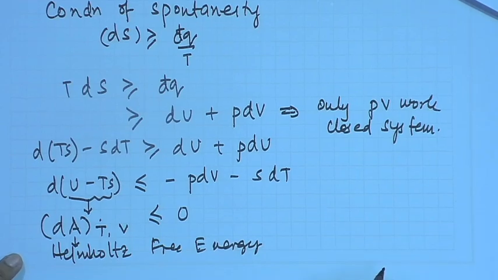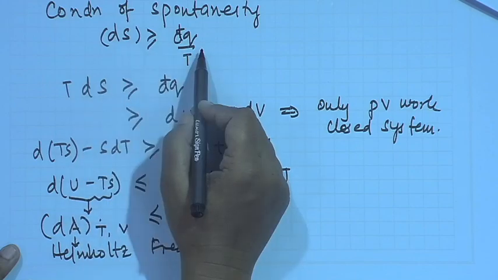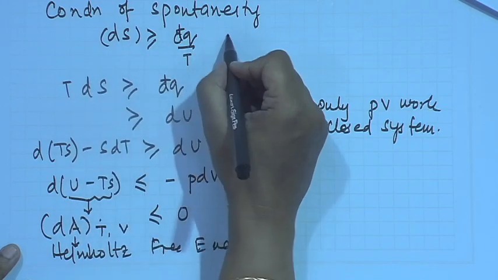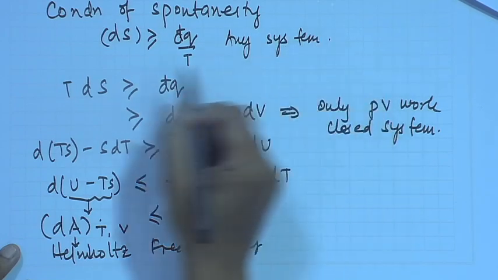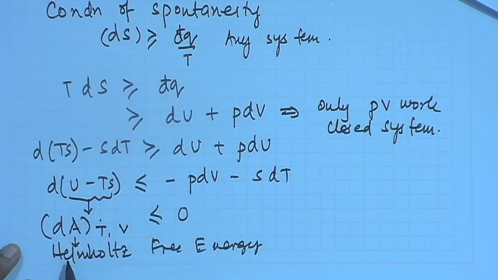So, what have I deduced? From the condition of spontaneity in an isolated system, which is for any system, we know that the condition of spontaneity is dS greater than or equal to this. From here, I have deduced that for any system, when the temperature and the volume remain constant, the change in Helmholtz free energy is less than or equal to 0.